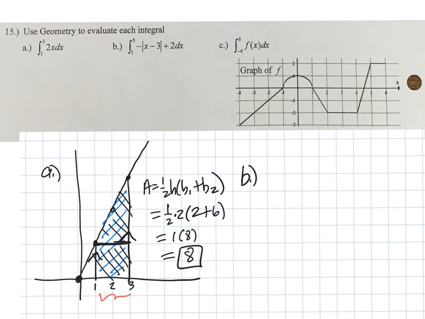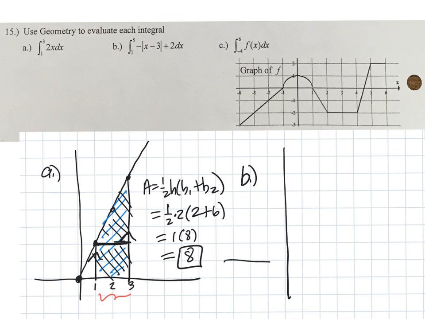Okay, and then letter B. So this function, this is the absolute value function. Some transformations have happened. First of all, this negative is going to flip it upside down. Minus 3 from x means it's been shifted 3 to the right, and then adding 2 will shift it up 2 units. So let me just start by sketching. It's going to be shifted left, right, and up.